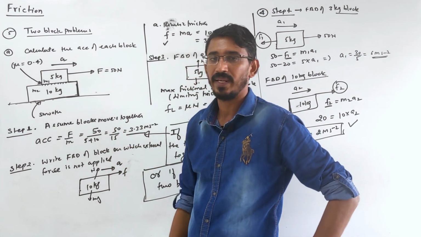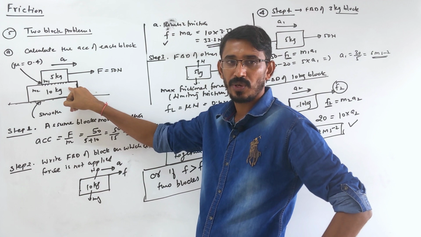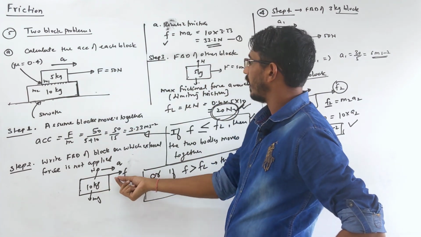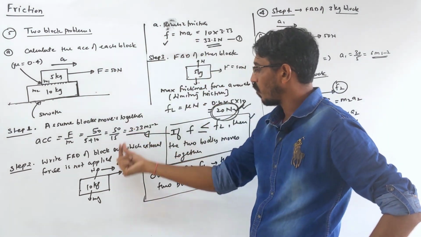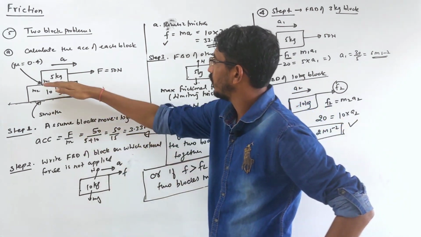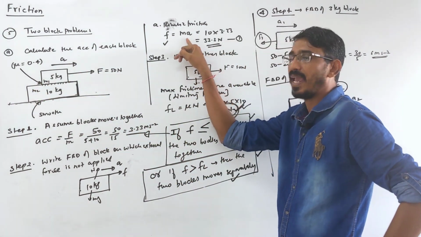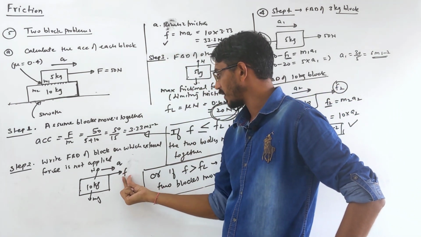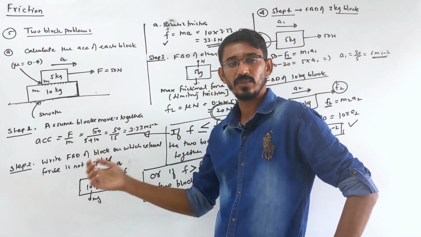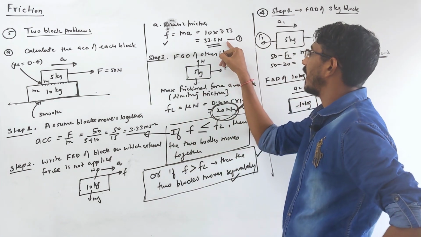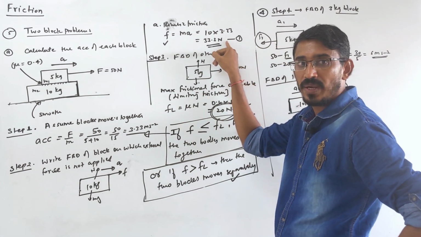Step 2, you have to write the FBD of the block on which external force is not applied. You write the FBD and calculate the kinetic friction required to move this block. How much force between these two is required so that they move together? That force is simply MA of that block, because only two forces are acting, the frictional force and MA, in the horizontal direction, no other force. We calculated the frictional force required to move.